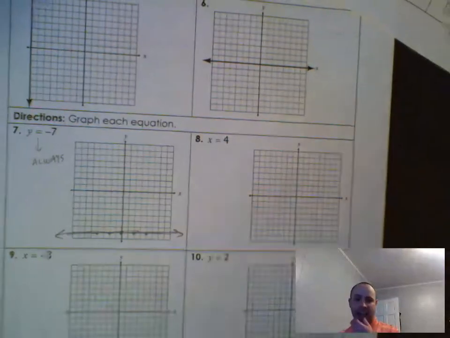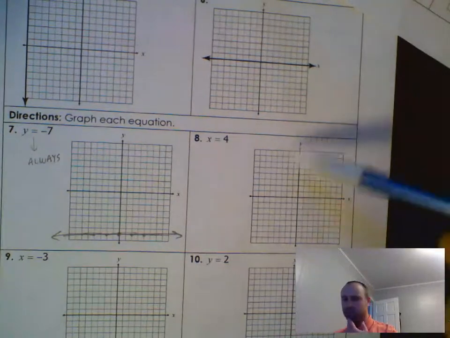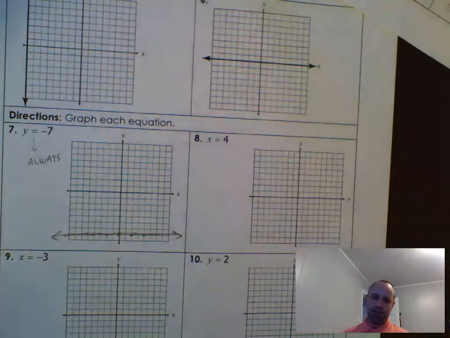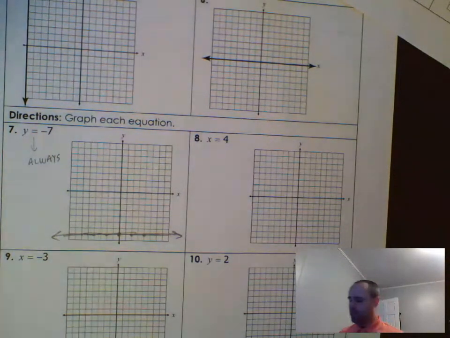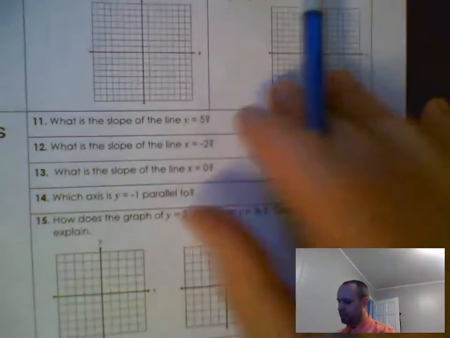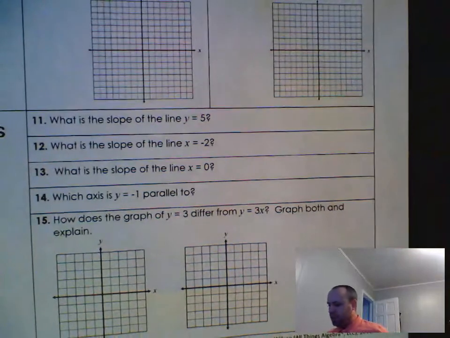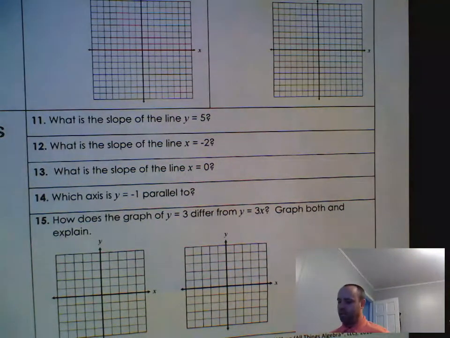All right, now when you have an x equals something, obviously your line will go up and down. It'll be vertical, okay? All right, so you're going to do 8, 9, and 10. And then down here, let's see what's going on. What's the slope of the line y equals 5?